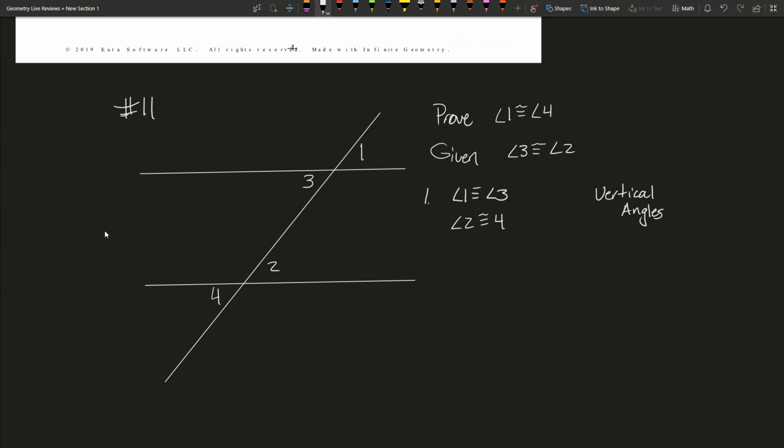And really, I guess this would be step 2. Step 1 would be just restating what's given. Step 2, we can substitute one of these things for one another. Because we know that angle 3 is congruent to angle 2, we can replace them anywhere. So we can set angle 1 congruent to angle 2 by the transitive property.